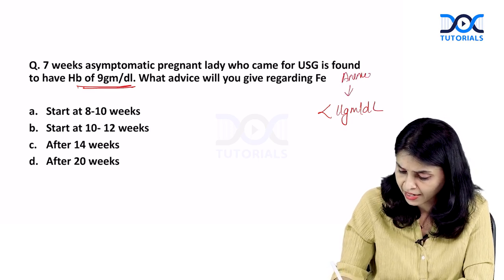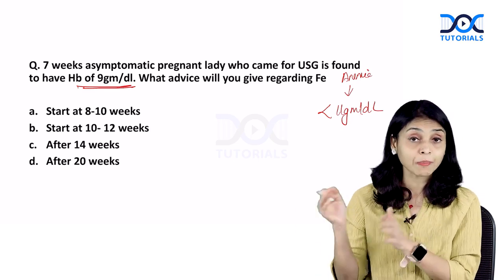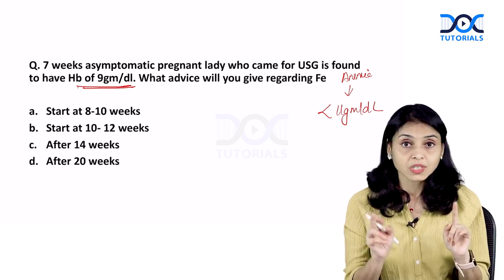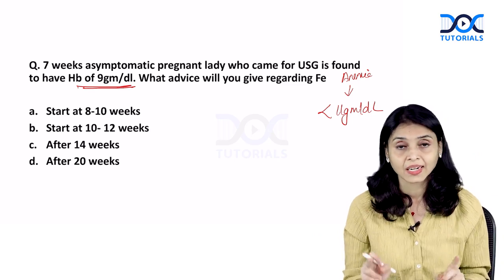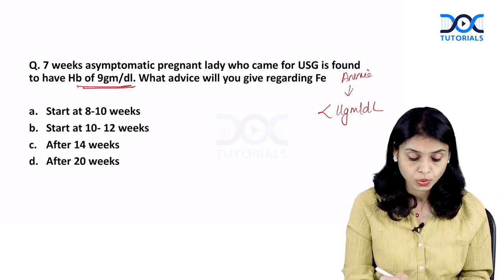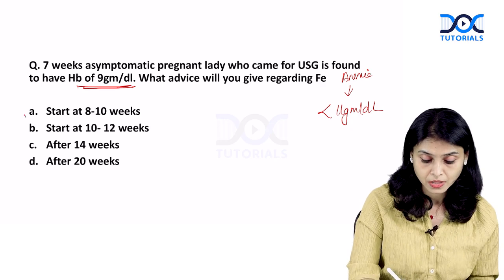So this lady is definitely anemic, right? That means from 10.9 to below, it is anemia. So she requires iron at the earliest. That means you have to start from, she's already in 7th. So you start. The best answer is you have to start immediately.